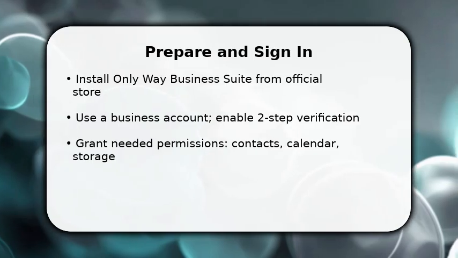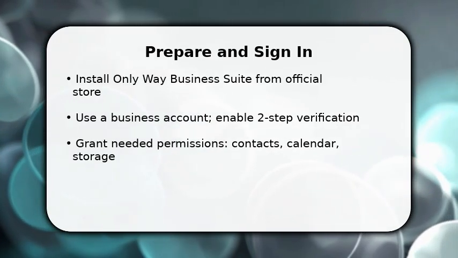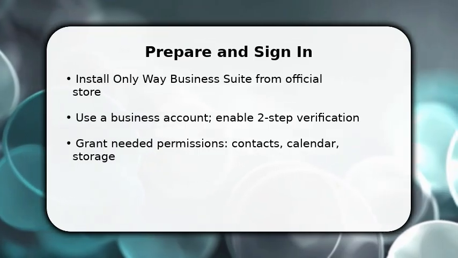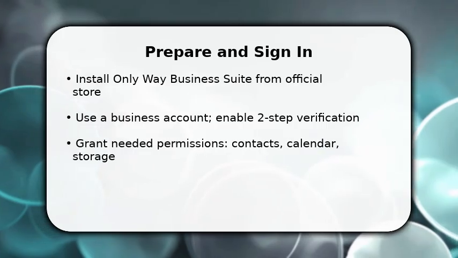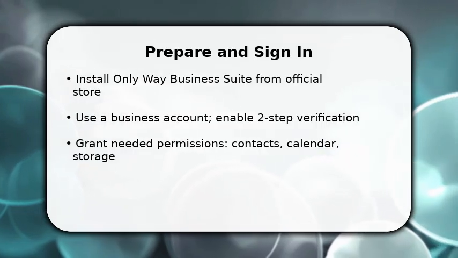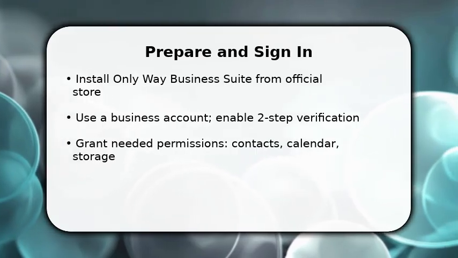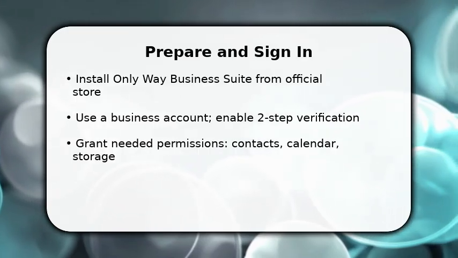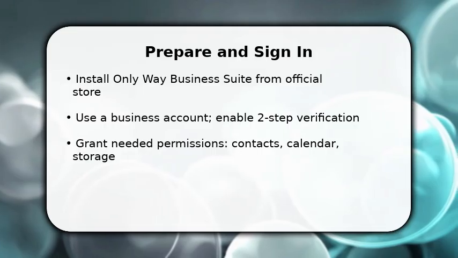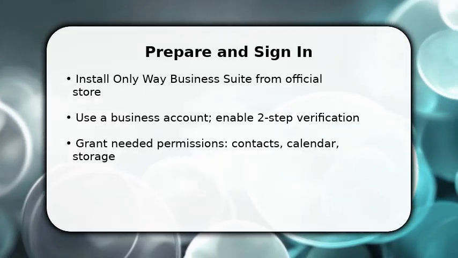Enjoy the video. You start by installing OnlyWay Business Suite and signing in with your business account. This gives the app access to company data. Once signed in, make sure to enable two-step verification for security and grant permissions for contacts, calendar, and storage so syncing works. If you manage multiple pages or teams, add them now so you don't interrupt workflow later. This step primes the app to pull the right assets and prevents access errors when you move to setup.